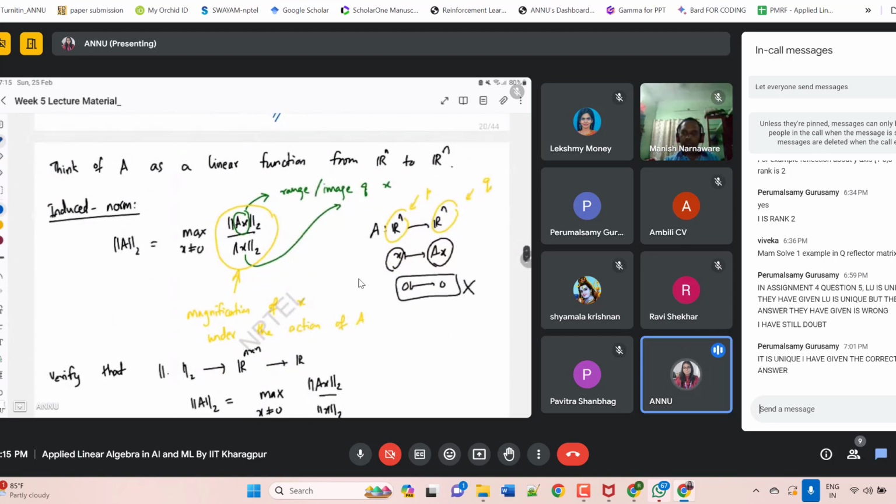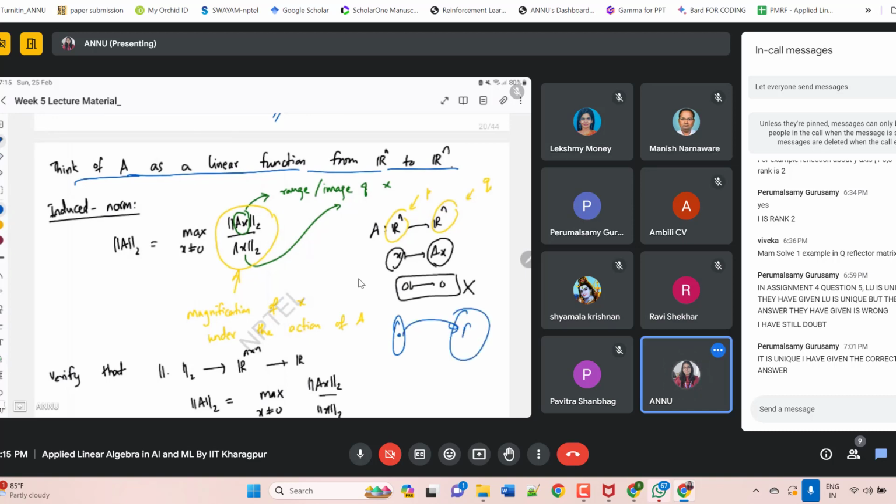Now let's take A as a linear function from R power n to R power n. So what is the induced norm? The induced norm is defined as the max over x not equal to 0 of the norm 2 of Ax divided by the norm 2 of x. Basically, Ax is also called the range or image of x, that we are transforming from any x vector to Ax. This particular transformation is A, because A is nothing but a function only, defined from R power n to R power n.